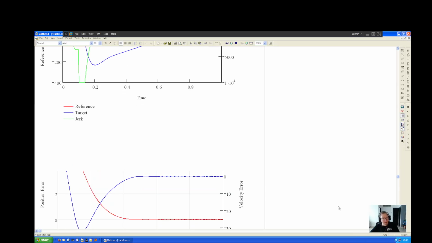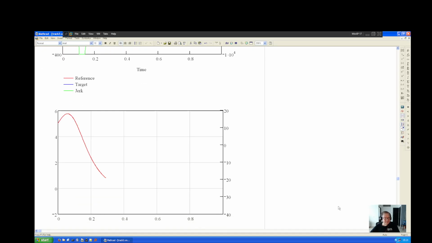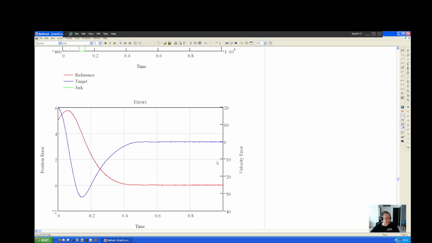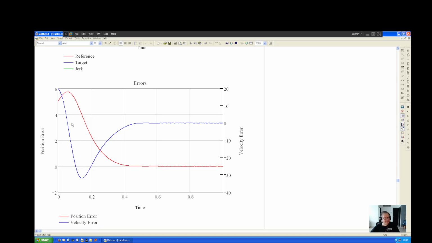This is the error between the target and actual position. No, the velocity. Oh, this position and velocity. So the red is the position error, and the blue is the velocity error. And you can see there's a huge error to begin with between both the position and the velocity, but the velocity error goes to zero. That's the blue line, and the position error goes to zero when they get back in sync.